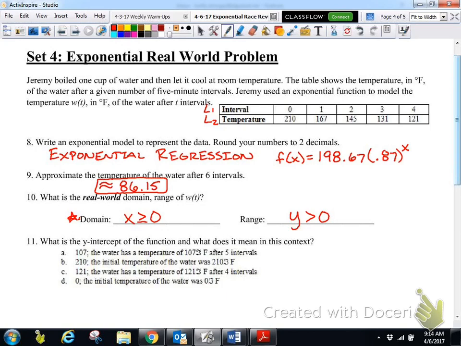So our y-intercept, if we recall, is still just our initial value, or our a sub 0. All right, so our initial value in this case, when x is 0, is going to be 210. So that 210 is our y-intercept, and it represents the initial temperature of the water.